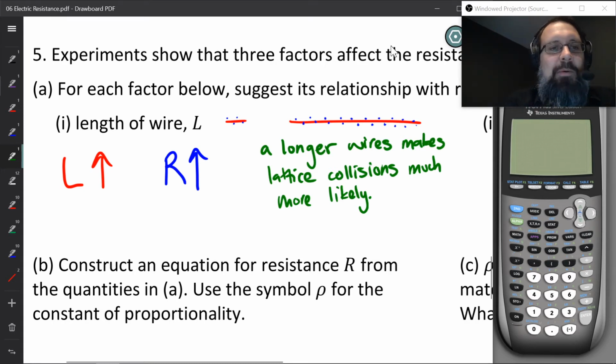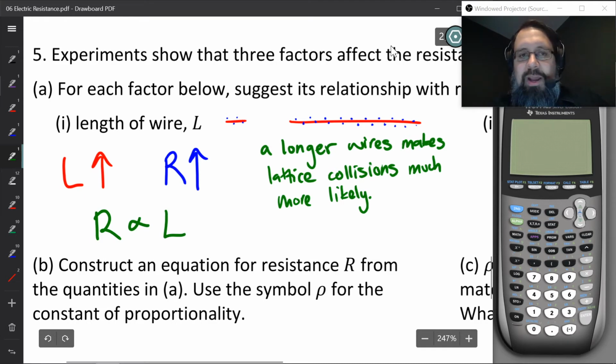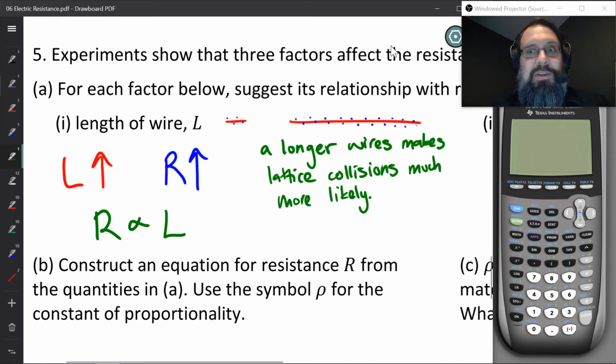So if we want to write this out, we could say that R is directly proportional to L. Shorter wire, less resistance. Longer wire, more resistance. That makes sense. Longer wire makes lattice collisions much more likely.